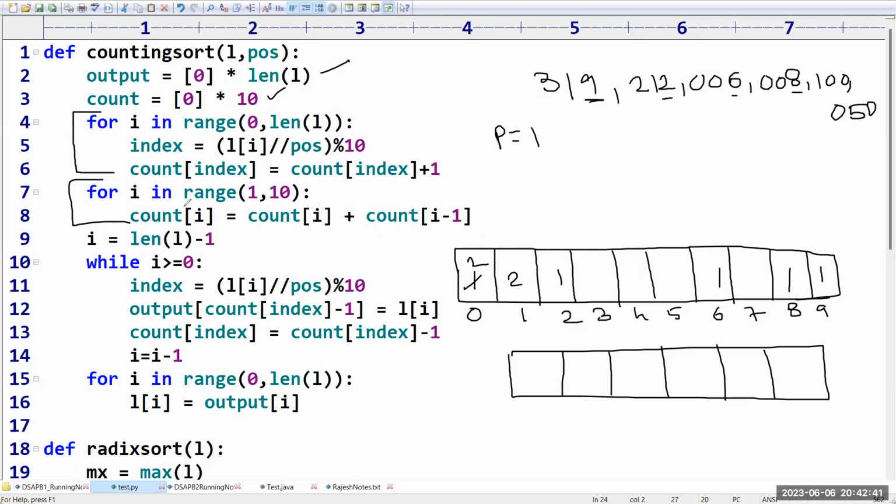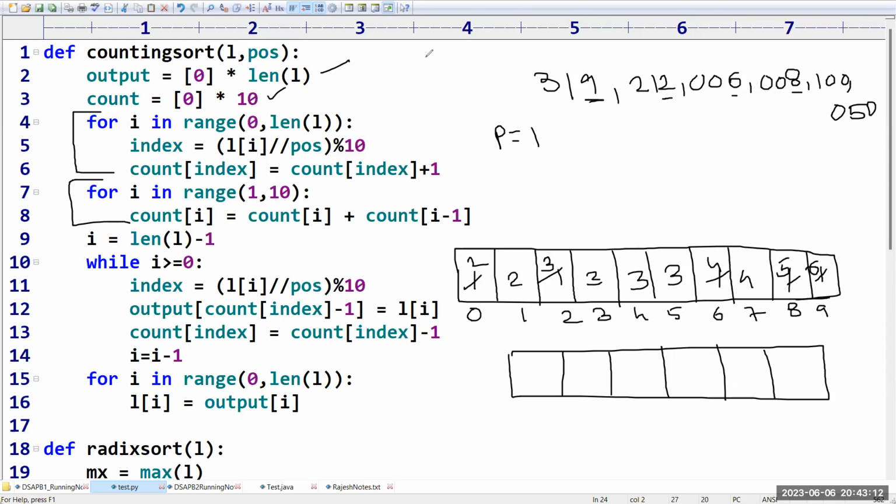Next, what will happen? This value is going to update by taking the previous value is 2, current value is 1. So its position will become 3. Its position will become 3. Its position will become 4. Its position will become 5, and then 5 plus 1, 6. Like this we are going to take. We are depending on our previous value. So this is nothing but how we updated.